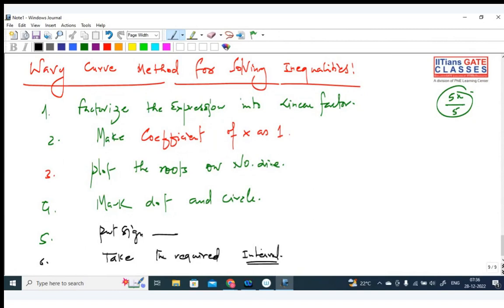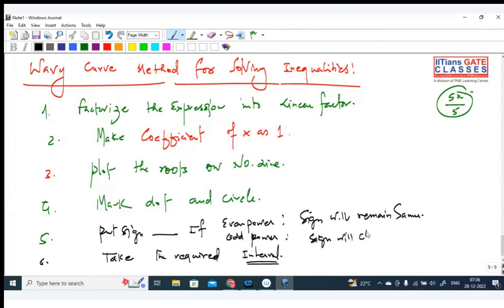So how we are going to put the sign? Putting the sign means what? If power is going to be even, the sign will remain the same. That we have to take care. So for even power, sign will remain same. We will understand one by one. And for odd power of x, sign will change.